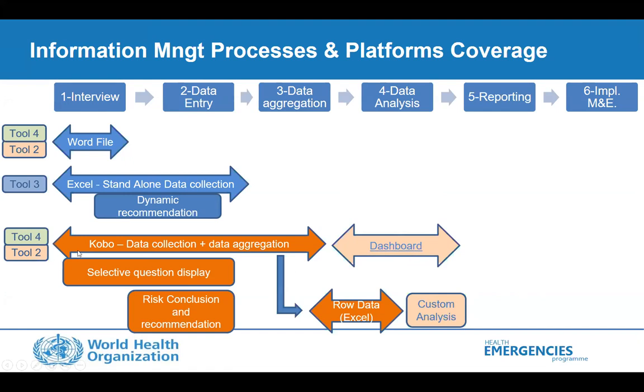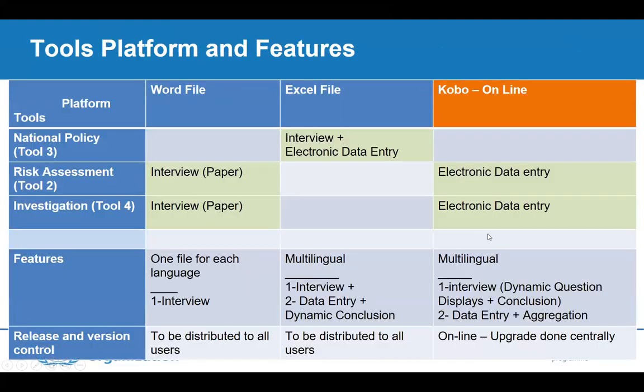As you can see, currently we have the COBO available for tool 2 and tool 4. So this is really what we have currently. If I come back to the tools that we have for this health worker infection protection, for the national policy assessment, tool 3, we only have it in Excel format. For tool 2 and tool 4, we have the paper version, which is what Deborah and our colleagues shared, but we also have the electronic version available for these two tools.